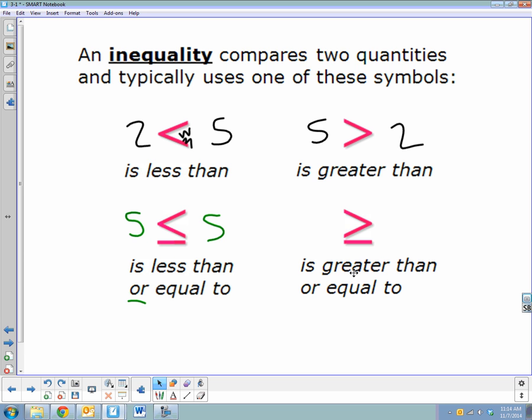And the one on the bottom right is greater than or equal to. And we're going to look at how those or equal to symbols affect things here in just a minute. But that's your refresher on those inequality symbols. Is less than, is greater than, is less than or equal to, is greater than or equal to. It eats the bigger number. It points at the smaller number.